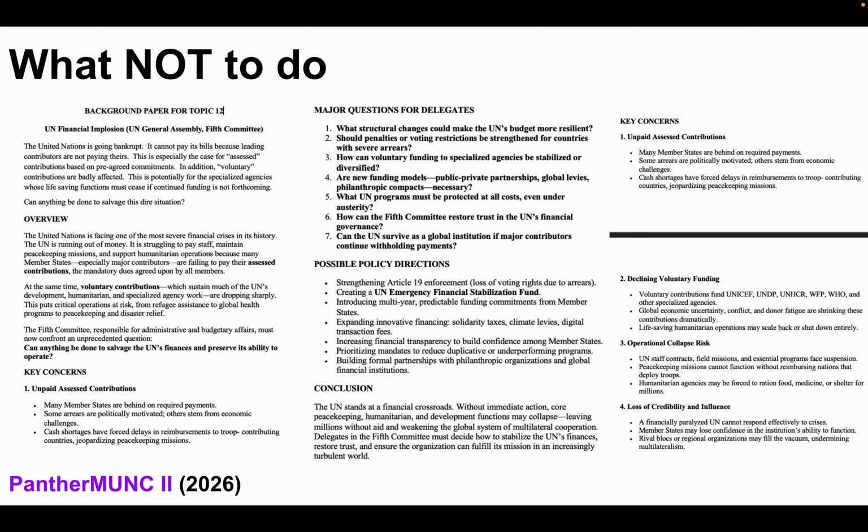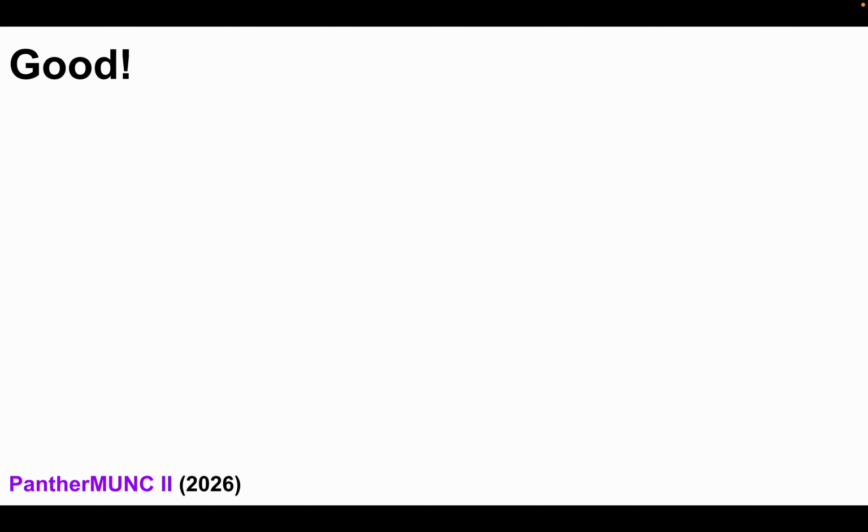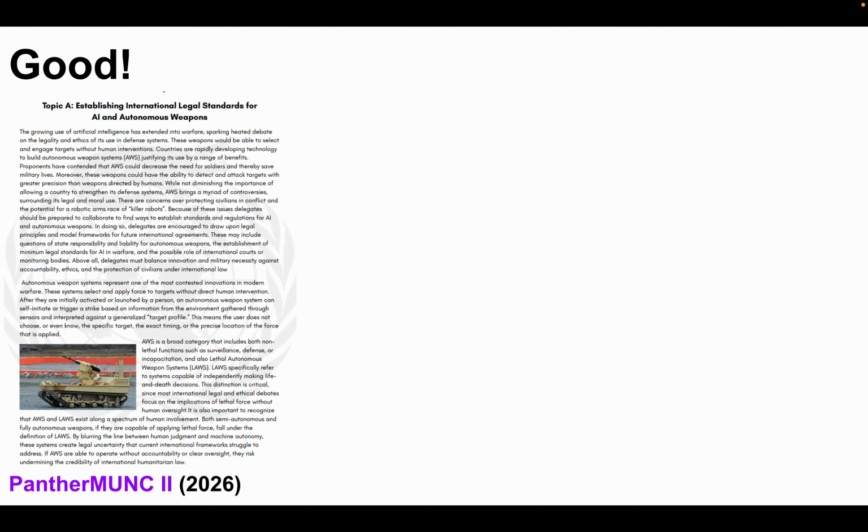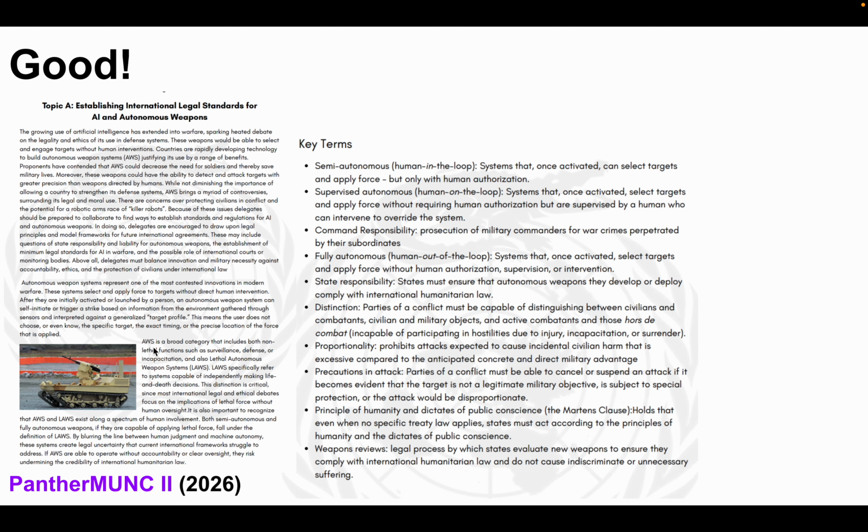As a background guide at PantherMUNC, we want in depth, and so this is good. This is what we want. This is the UN Legal Committee background guide this year from GatorMun. And we can look, this is just the introduction page, and look at it. It's very long. It teaches us everything, gives us the acronyms we need. It looks great. There's photos so we can see what it looks like. They're starting to introduce different types of autonomous weapon systems. At the end of this section, they had key terms.